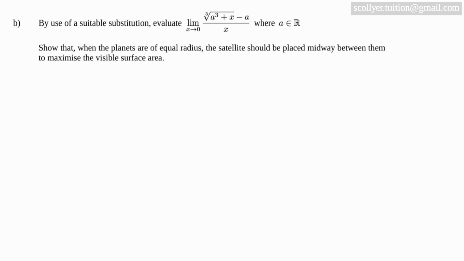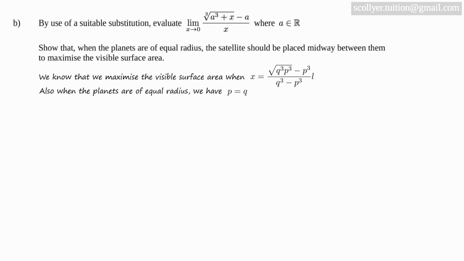Showed that when the planets are of equal radius, the satellite should be placed midway between them to maximize the visible surface area. So we know that we maximize the visible surface area when x is given by the formula shown here. Also, when the planets are of equal radius, p equals q. And we can think of x as a function of p, x of p, and we need to show that x of q equals L over 2.